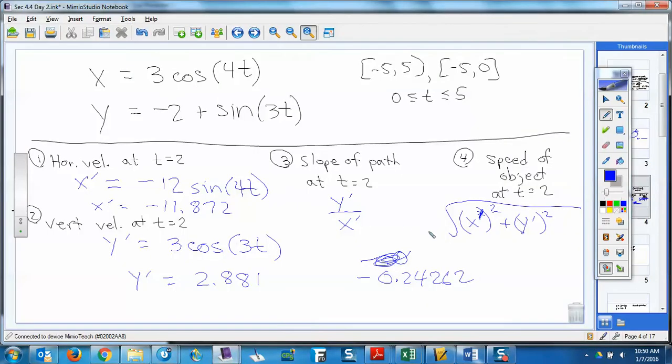12.217. 12.217, and that would be the speed. And again, we always talk about speed's always positive, right? Well, this is going to be positive. Square root, and then squared, that should be positive. So that's the actual speed.